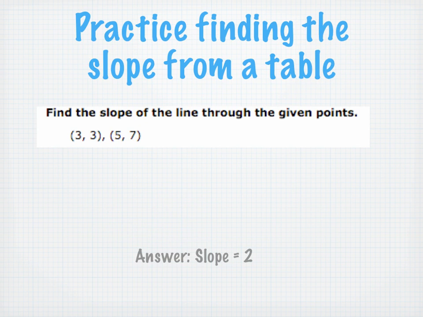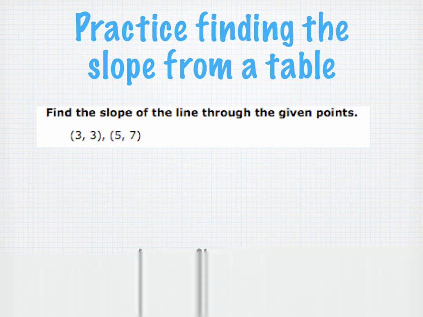Now, I'd like you to practice. Below, I've given you the coordinates of 2 points, (3, 3) and (5, 7). Working in your packet, find the slope of the line that goes through those 2 points. Please do show all of your work, and you should get to a correct answer that the slope is equal to 2. If the answer you get for the slope is not 2, please do ask for help to clarify.